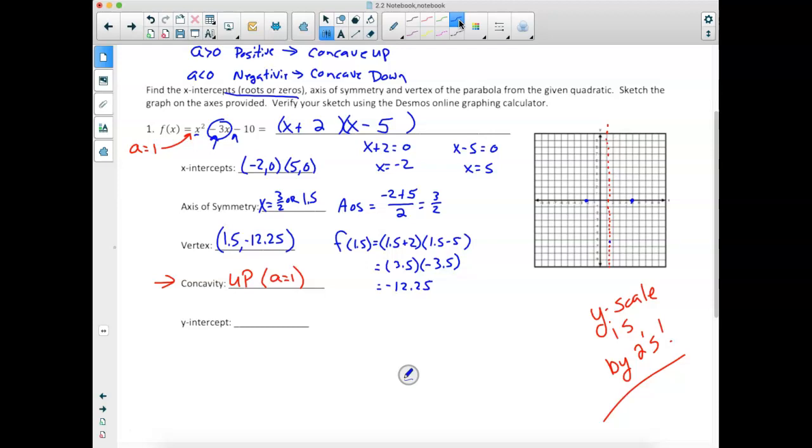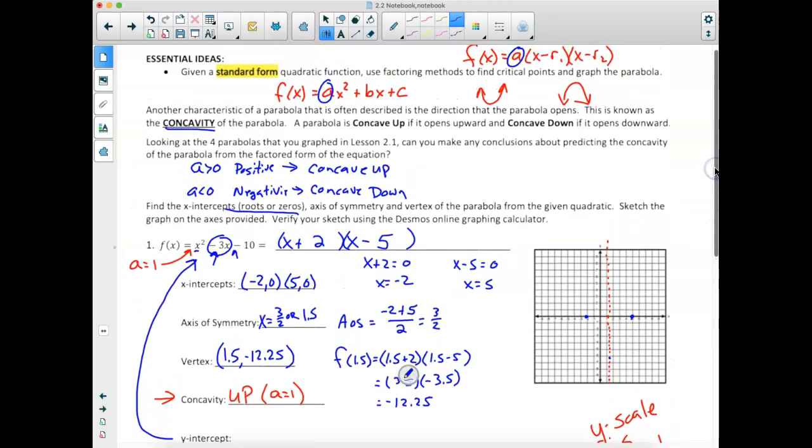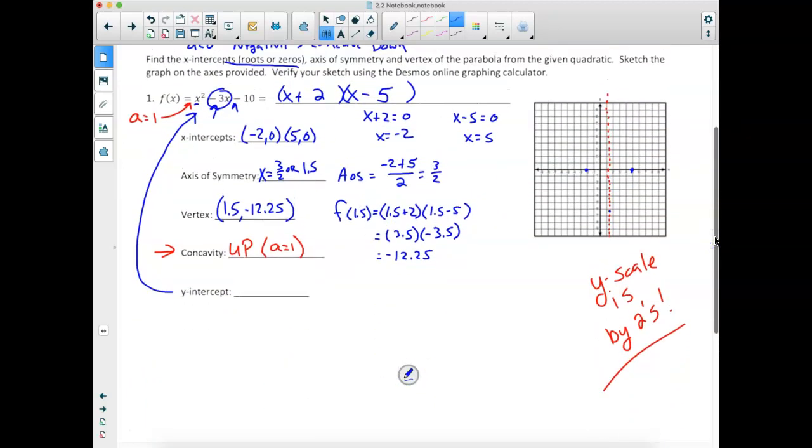My y-intercept, to be quite frank, is easiest to find in standard form, because when my equation's in standard form, the c value is my y-intercept, because I'm putting a 0 in for x, so I get 0 comma c. So when I look at this, I can say my y-intercept is 0 comma negative 10, which means I could plot that, say 2, 4, 6, 8, 10, and I can graph my parabola.